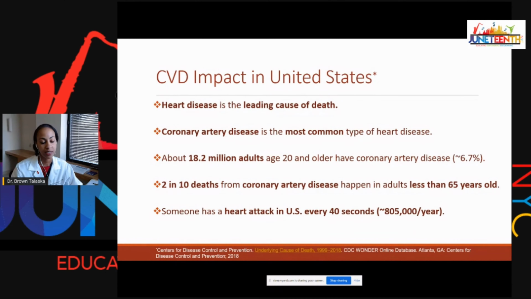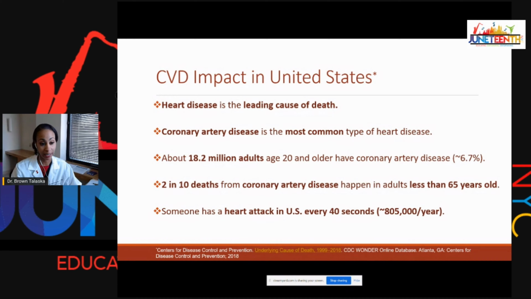So what are the statistics in the United States as it pertains to cardiovascular disease? Unfortunately, heart disease is the leading cause of death in the US. Artery disease of the heart is the most common type of heart disease in the United States. And this is no longer the disease of the elderly. This is a disease that affects younger and younger folks in our communities, and over 18 million adults in the United States who are the age of 20 or older have artery disease of the heart, have coronary artery disease.